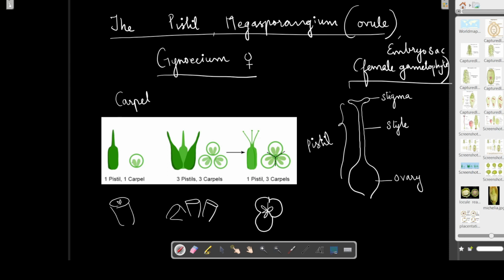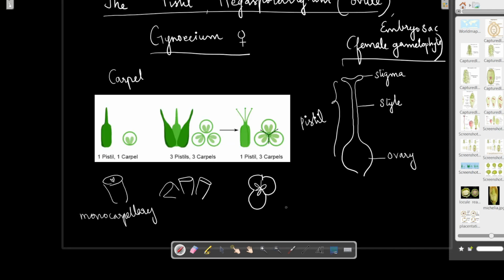In this case, there is only one carpel. So if there is only one carpel, we call that flower monocarpellary. In this flower, you can see there is more than one carpel. We call it multicarpellary. So in a flower, if there is only one carpel, we call it monocarpellary, and if they have many carpels, we call them multicarpellary. And now you may get a question here. What do we call this one?